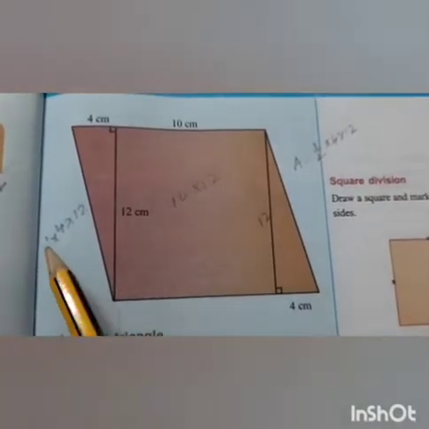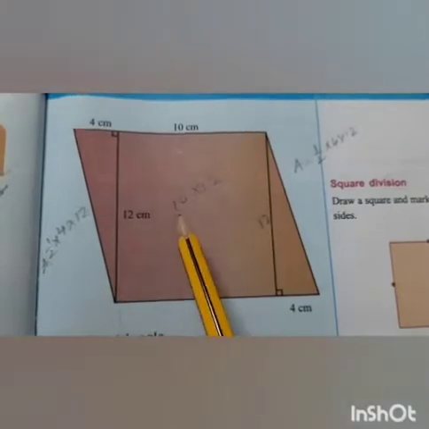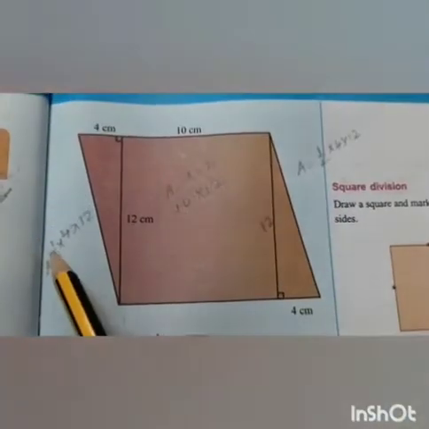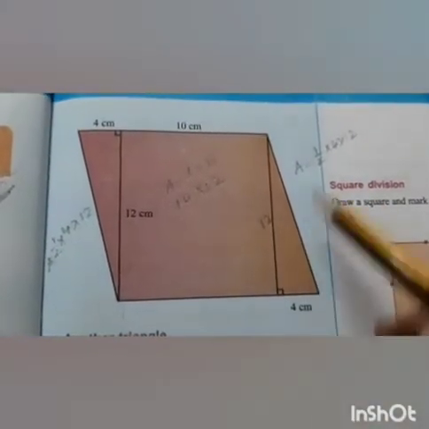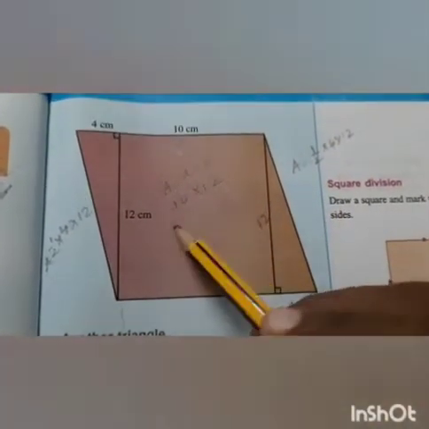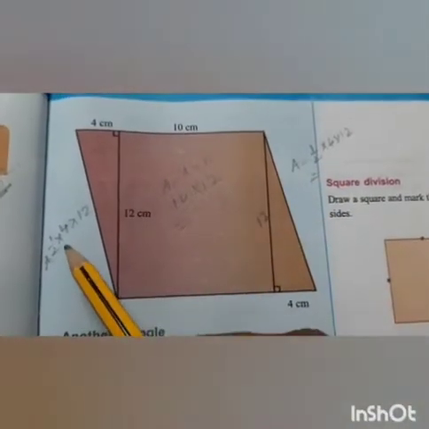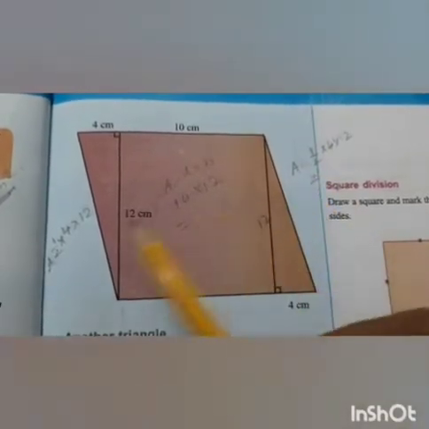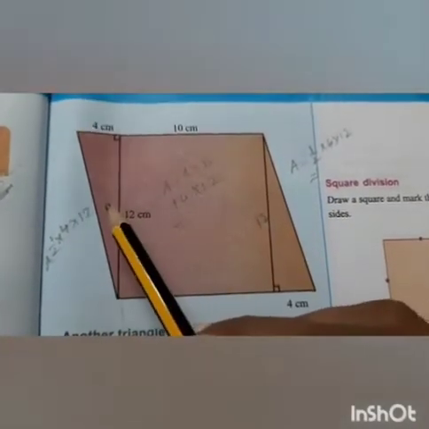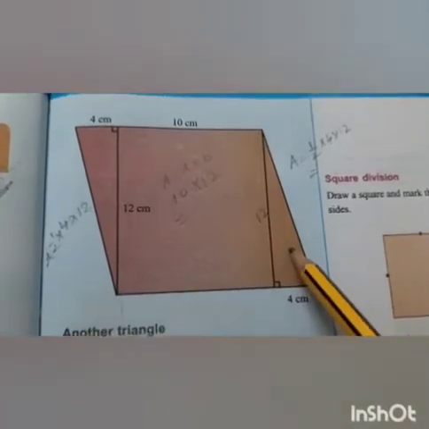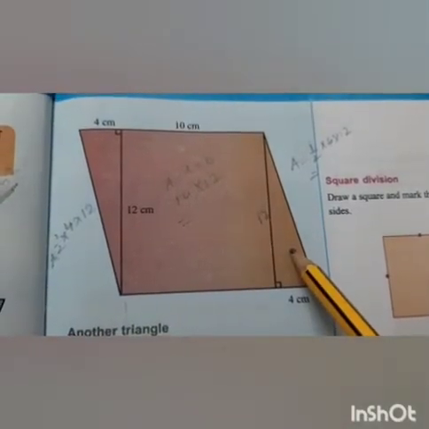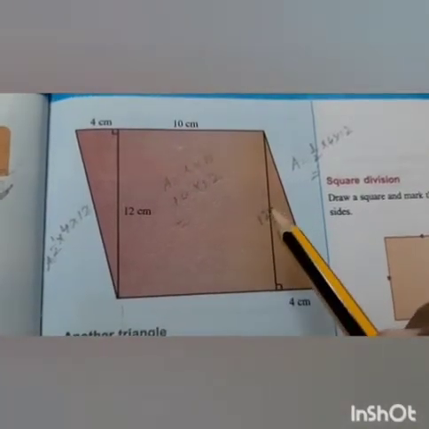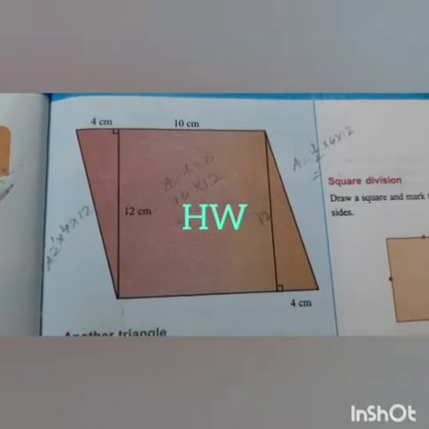Then after getting the answer, what we have to do? All these three areas should be added. Here it is L into B, here it is half into L into B, here also half into L into B. Then after getting the answer, we have to find out the total area by adding these three areas: area of first triangle, area of the rectangle plus area of the second triangle. The total area you are getting as 168 centimeter square. That also you do it as homework.